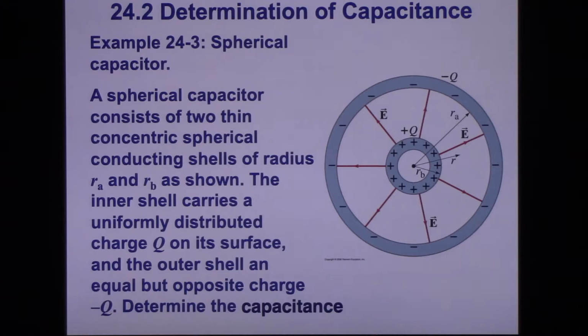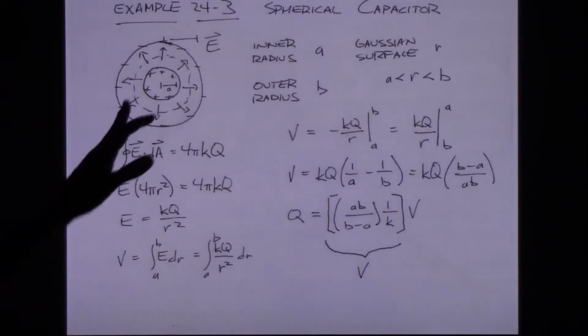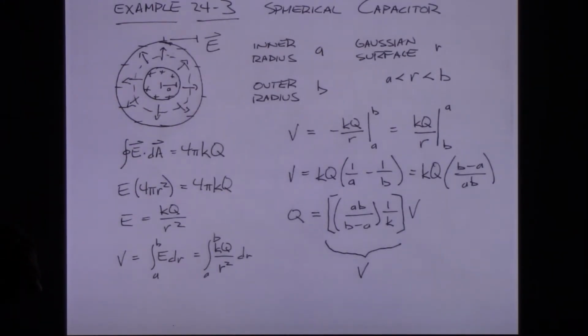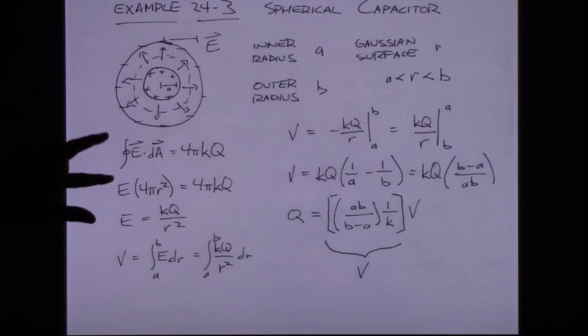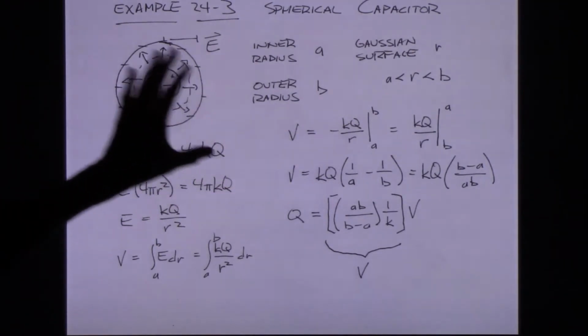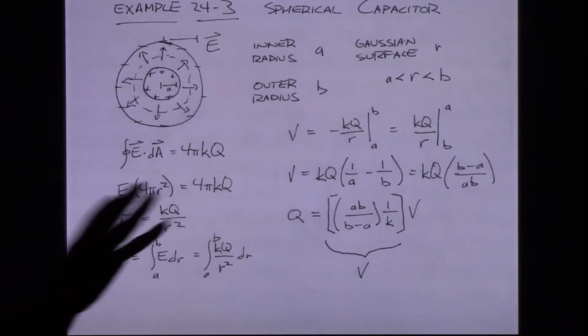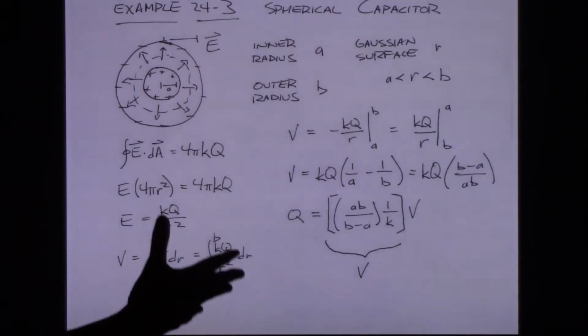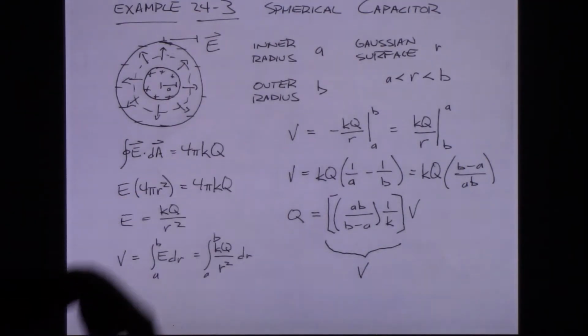Yeah, I guess no surprises. Everything's the same except it's a sphere. All right, everything looks the same here. Gauss's law, that was our first step, so I'm using Gauss's law to find out what E is, as a function of little r, inside that region. Little r extends from A, the inner radius, out to B, the outer radius.